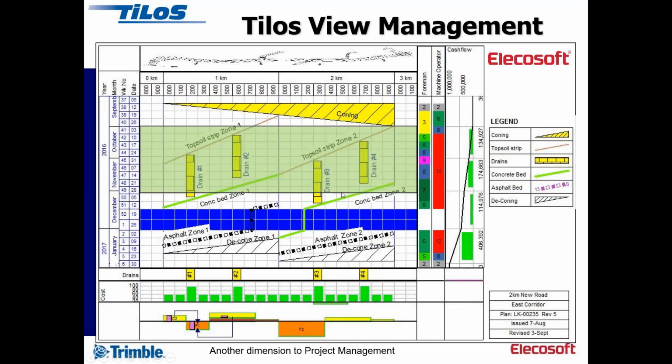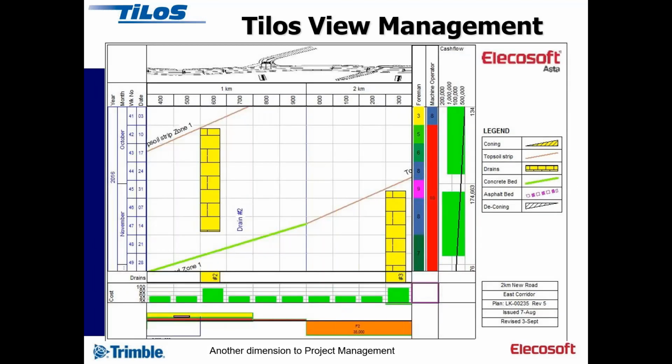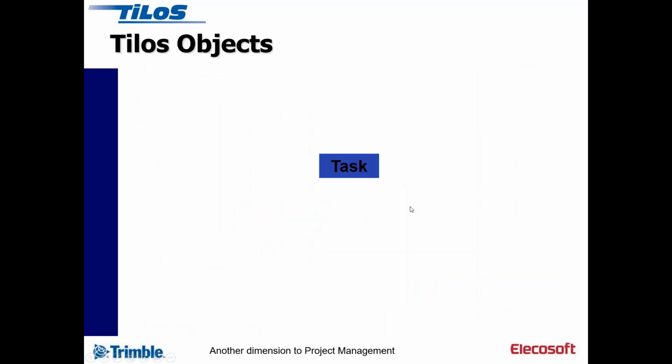But we can also say, well, that's fine, but I'm going to have another view that's only showing me what's happening in October and November, and only between 1.5 and 2.5 kilometers. So we can zoom in on that footprint, as well as having a traditional filter based on other criteria. So views are important to understand. I'll be using views, but you can obviously create them in Tilos, and views are like views in Power Project or Microsoft Project or layouts in P6.